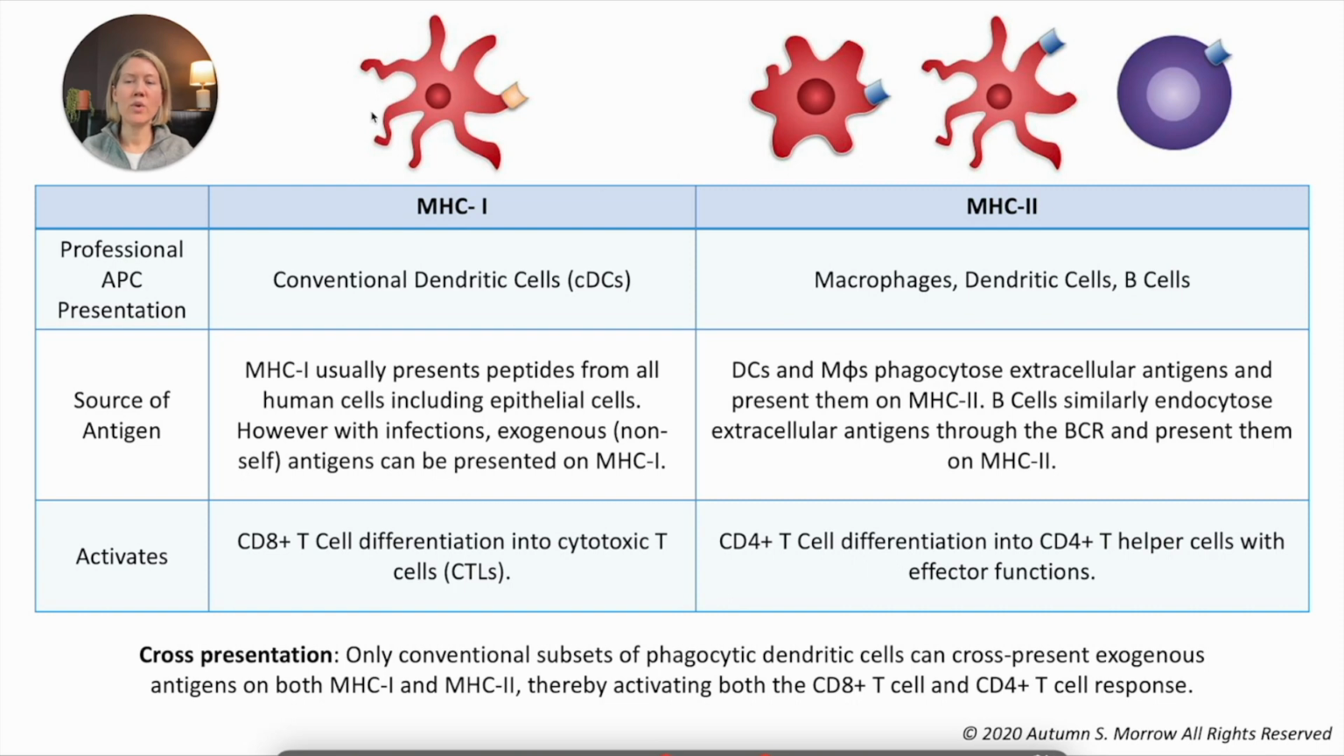So MHC-I is actually present on all human cells, including epithelial cells. And this is really helpful for the immune system to determine whether a human cell is healthy or infected. In the case that it's infected, the cell will either undergo apoptosis or be flagged by the immune system for destruction. As you can see here, MHC-I activates the CD8 T cell response, and when those are activated, they turn into cytotoxic T cells that help to fight infection.